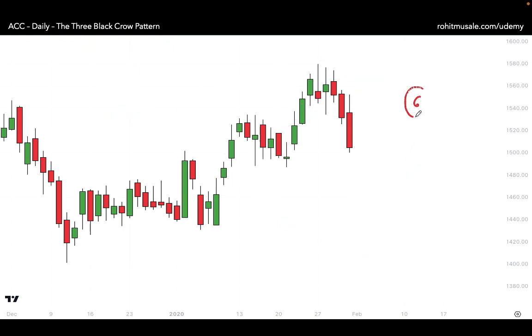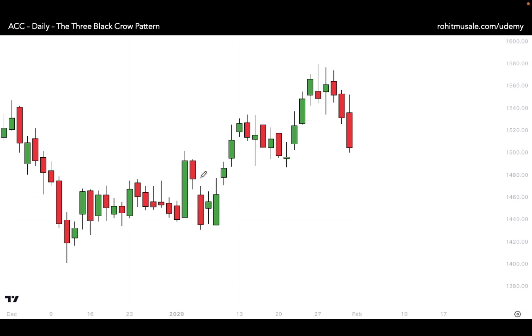Number six, ideally, the three red real bodies must open near their high and close near their low. In these three candles, that is not the case. That is why I call it the variation. Just like this candle, it's opening near the high and closing near the low, right? That should be the case for a three black crow pattern.